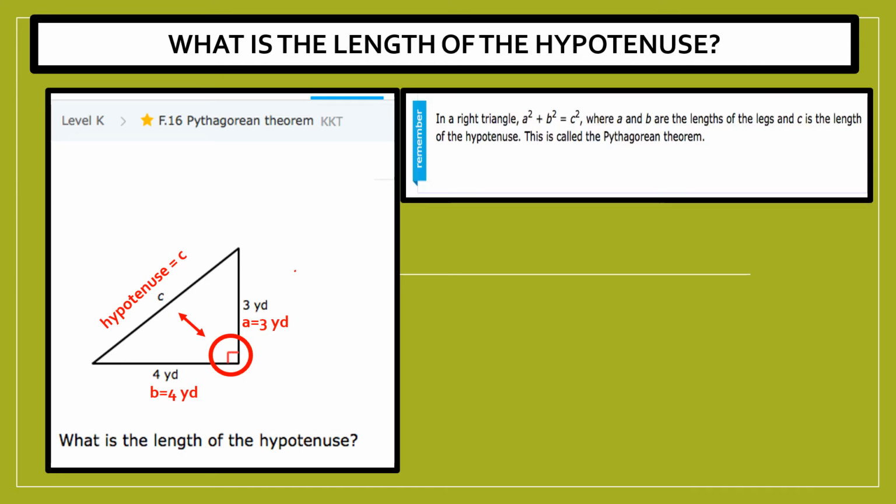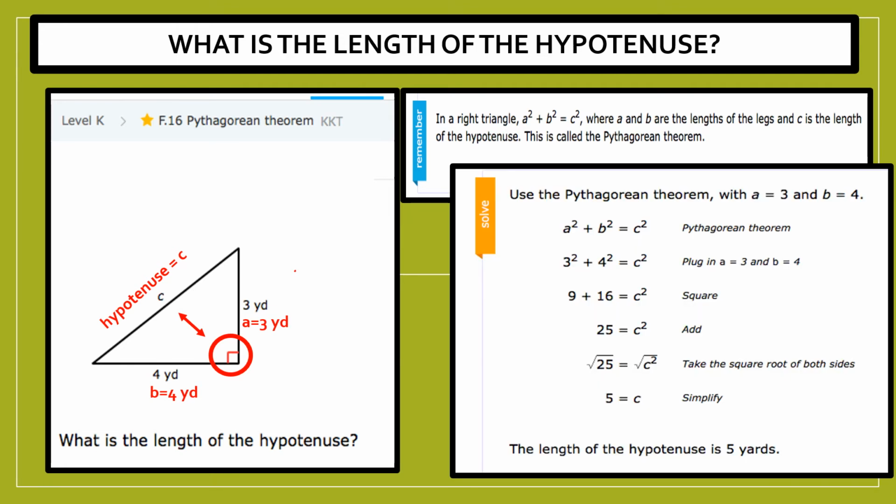It is important to remember that the Pythagorean theorem states that a squared plus b squared is equal to c squared, where a and b are the legs and c is the hypotenuse. Use the Pythagorean theorem with a equals 3 and b equals 4, and that's how we will solve it. So we should write the Pythagorean theorem down and then plug in the values for a and b.